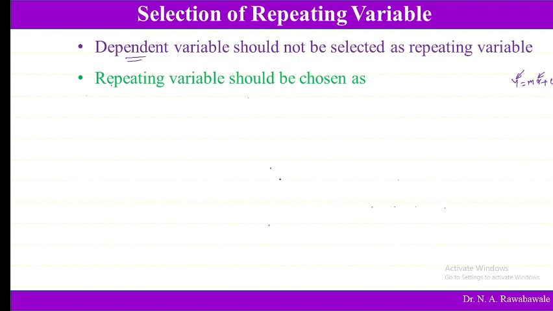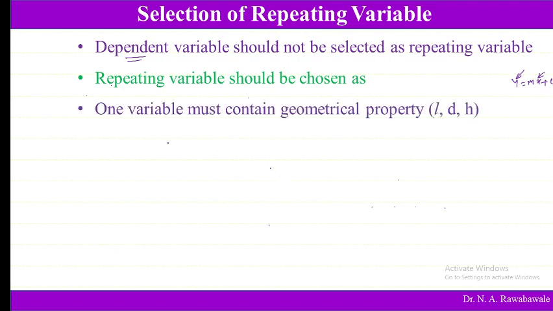So the very first repeating variable has to be chosen with a geometric property. So one variable must contain a geometrical property, that is, it can be length, diameter, height and so on. It can represent volume, and it can represent area. So these are the properties which represent the geometry of an object. So the first repeating variable must contain a geometrical property.